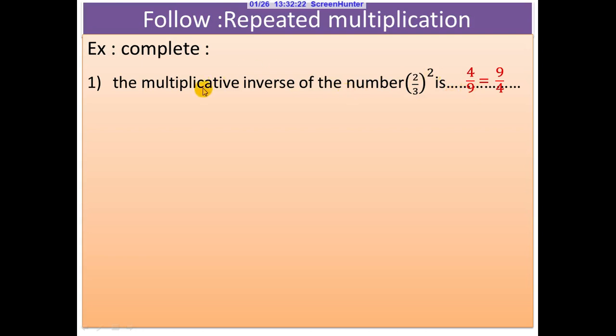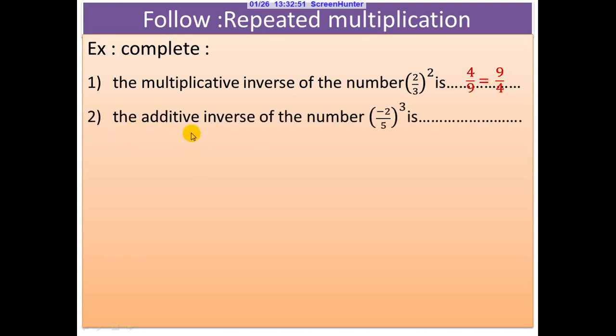And how do we find the multiplicative inverse? We have studied it before. We must find the reciprocal of this fraction 4 over 9 to be 9 over 4. Again, finding the multiplicative inverse here means we find the reciprocal of this fraction 4 over 9 to be 9 over 4, or flip the numerator with the denominator. This is the final answer.